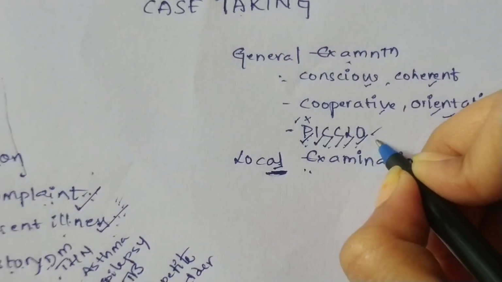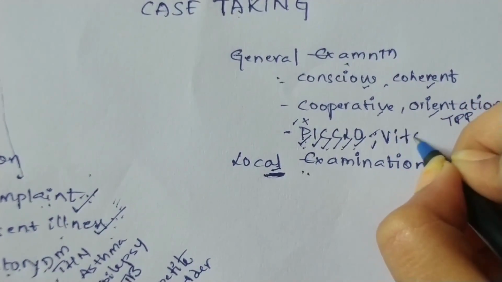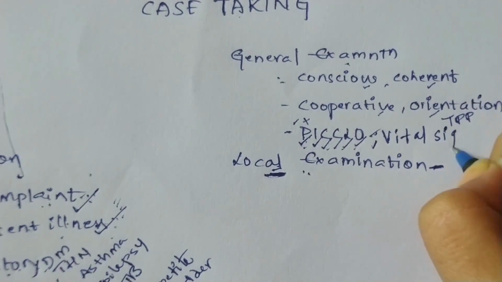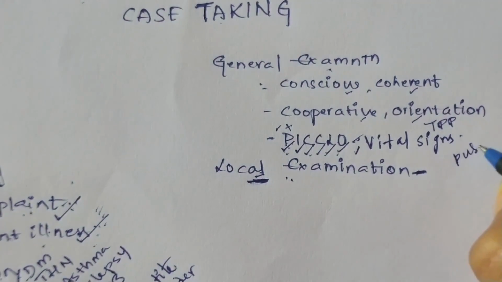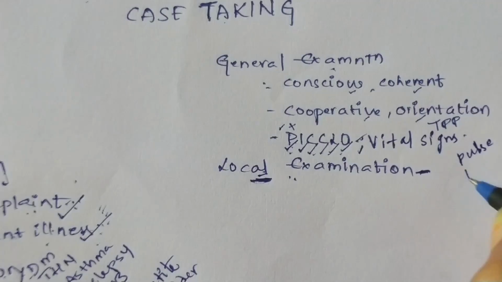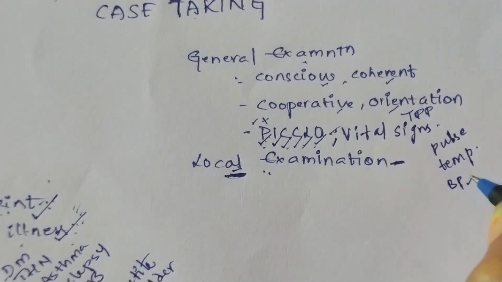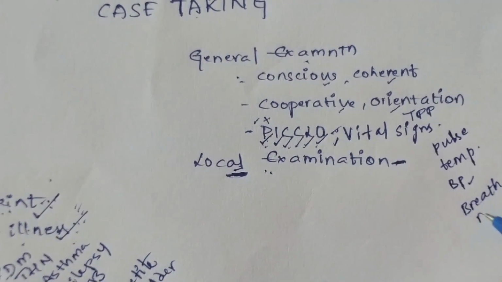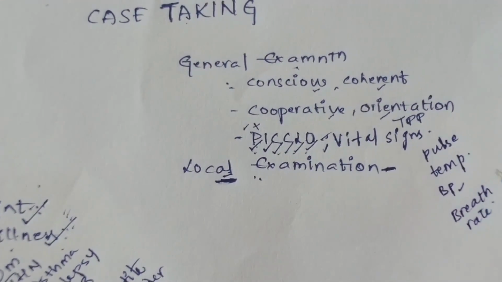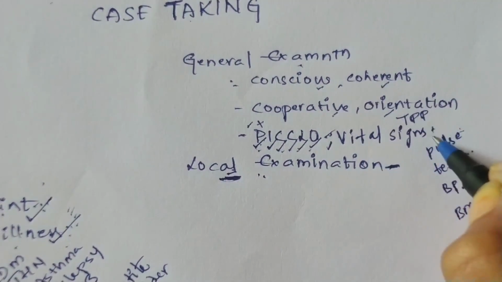And after PICCLE, you will check the vital signs. What are these vital signs? These are pulse, temperature, BP, that is blood pressure, and breath rate or breathing rate. You will check all these things and you will write the findings here in vital signs.